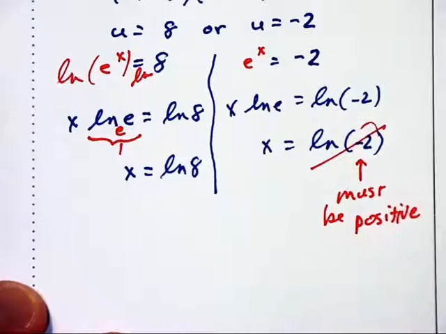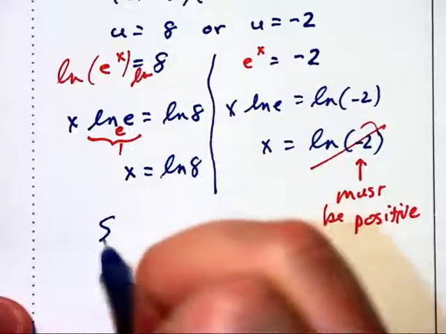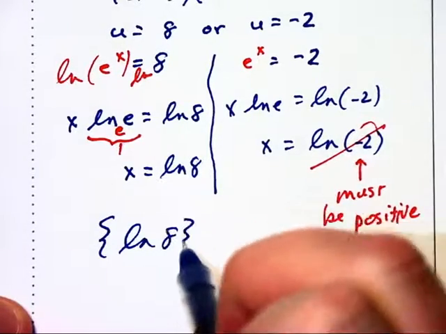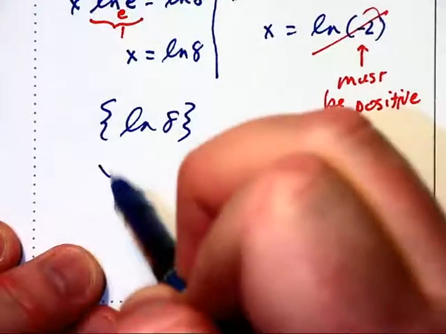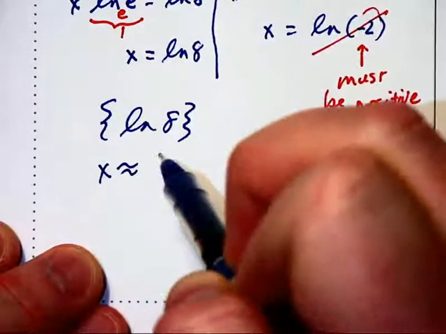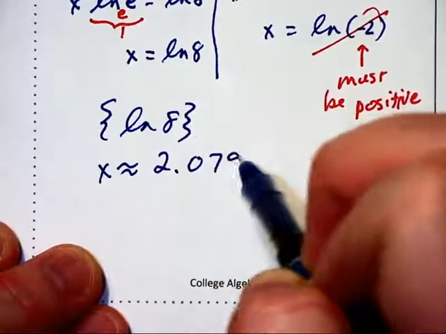So, our only solution here is the natural log of 8. That is our exact solution. And then substituting that into a calculator, we find that x is approximately 2.0794.